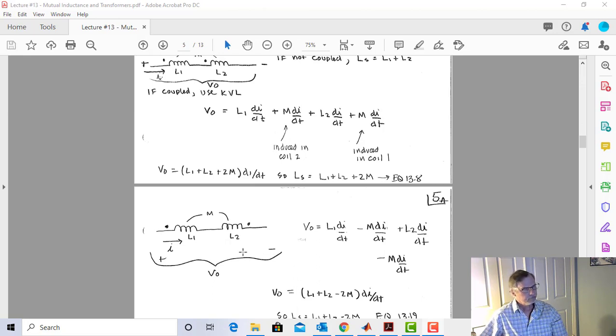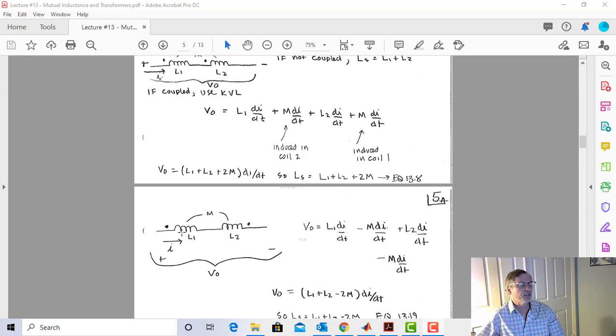And V out is again going to be from plus to minus going this way. Let's look at what the inductance of this connection is. We call this connection series aiding and this one series opposing because the dots are on different sides. So V out is going to be L1 di dt from plus to minus. That's just the self-inductance of L1.